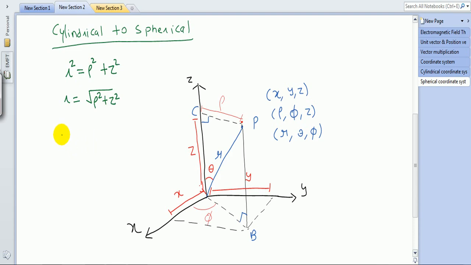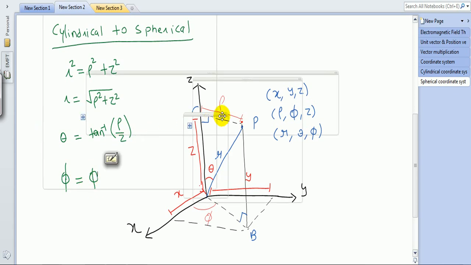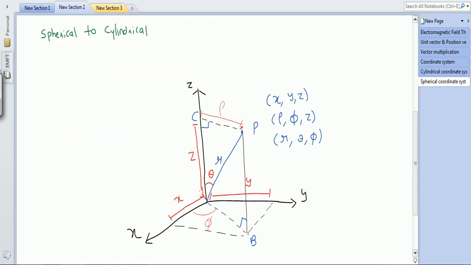In the same triangle we can find out theta also. Theta here will be tan inverse of rho by z. Theta equals tan inverse of rho by z. And phi will be the same as in the cylindrical coordinate system, so phi will be equal to phi.